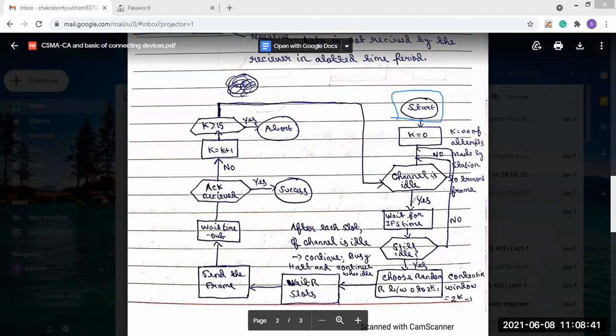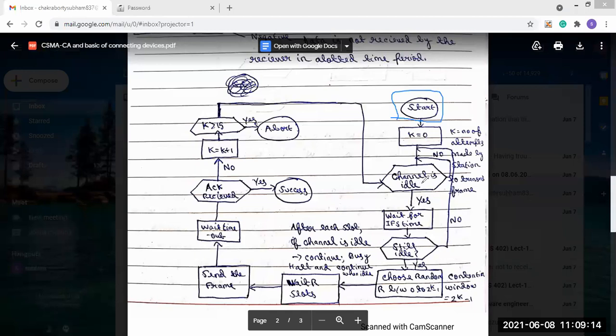And this time also, if it finds that the channel is still idle, then it chooses a random number R between 0 and 2 to the power k minus 1. This is the random variable R. It will choose the random variable R from 0 to 2 to the power k minus 1. This is the size of the contention window, that is 2 to the power k minus 1.